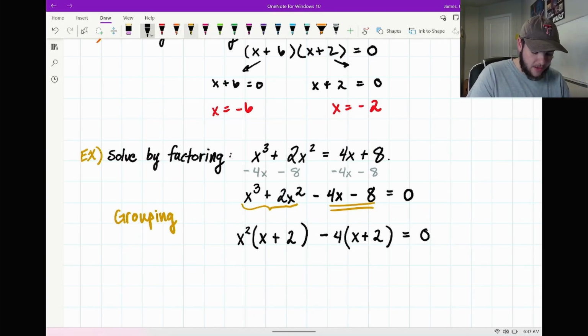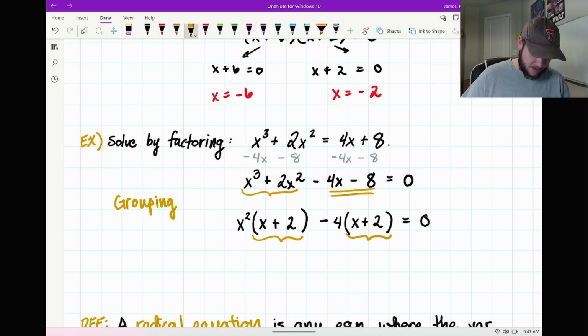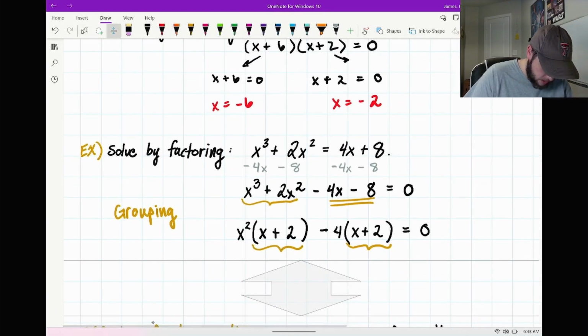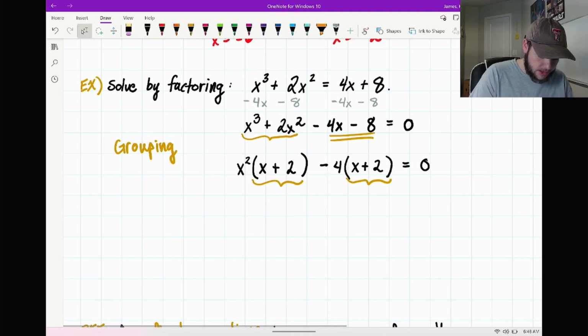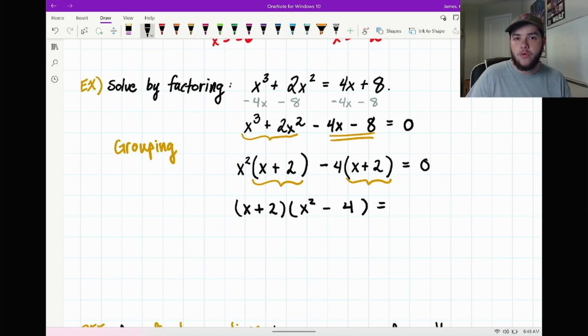Notice now that this has revealed a factor of x plus 2 in the first group and the second group. So I'm going to factor that x plus 2 out. In the first group, I'm left over with x squared. In the second group, I'm left over with -4.